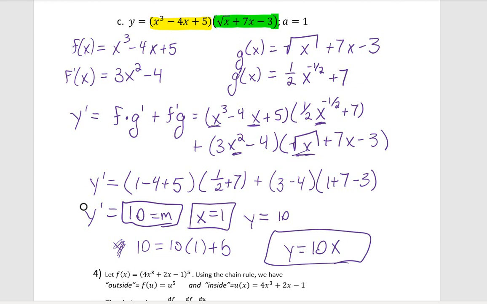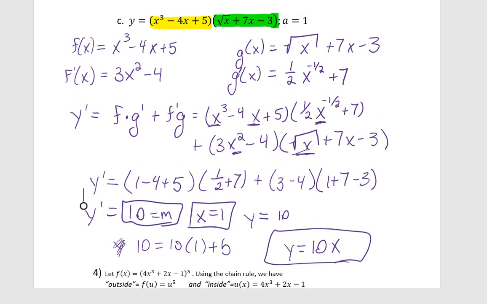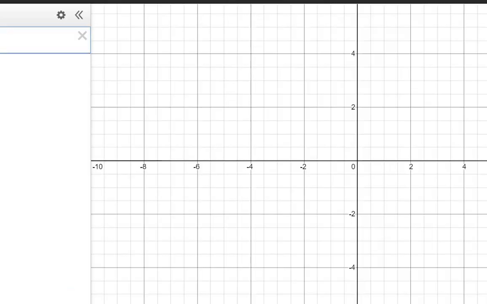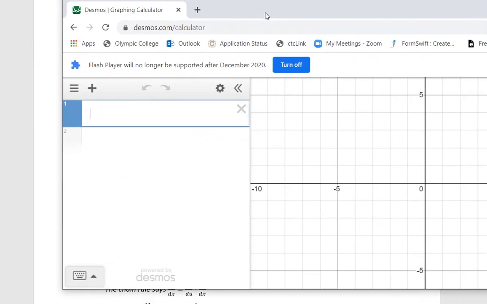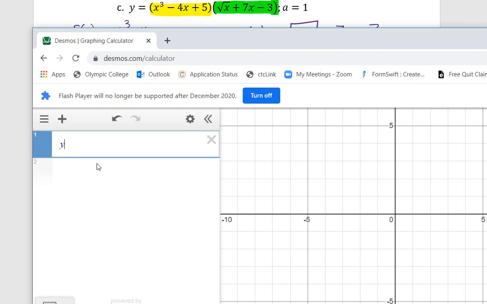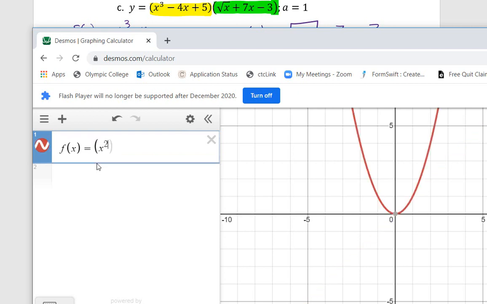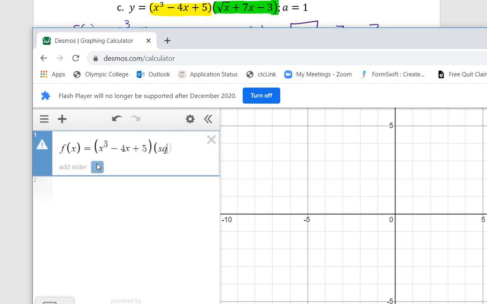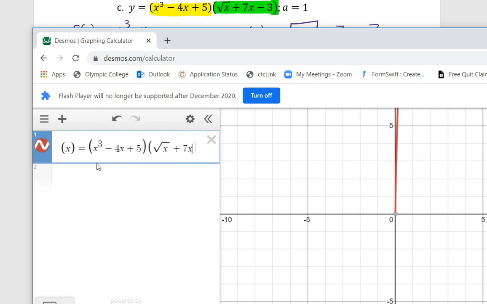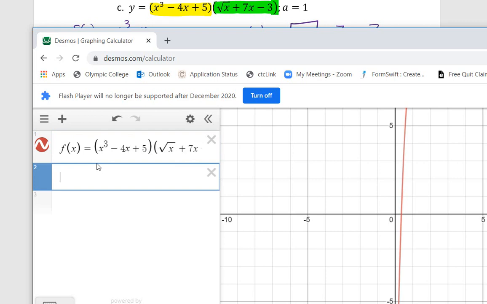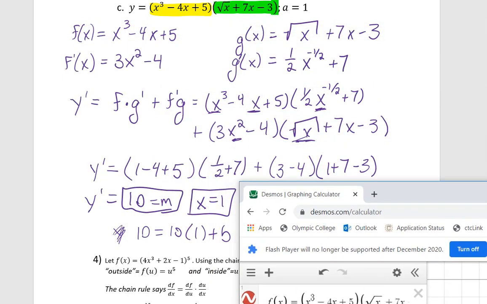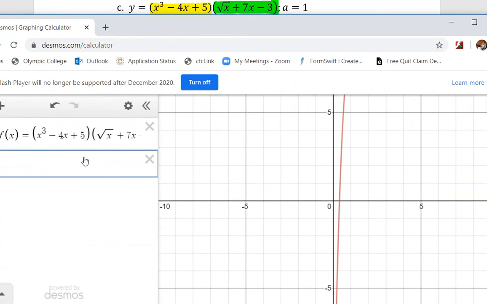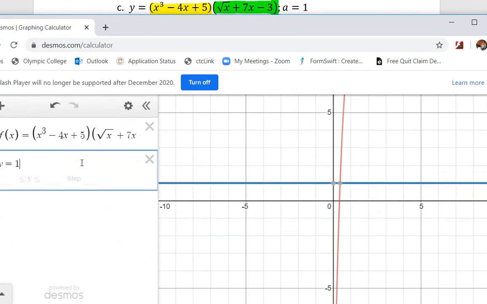Wonderful, and as I promised, we're going to go ahead and hop on to Desmos to check our answers. So what we are going to do is we're going to type in the original function. So I'm going to call it f of x equals x to the third minus 4x plus 5 times, now if you just type SQRT, it'll automatically make a square root for you, plus 7x minus 3. And now we are going to type in the equation of that tangent line. So that's going to be y equals 10x.